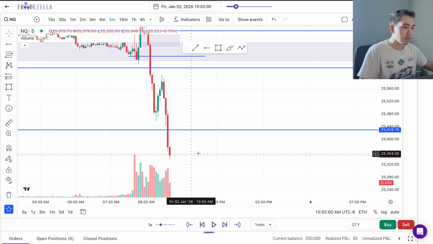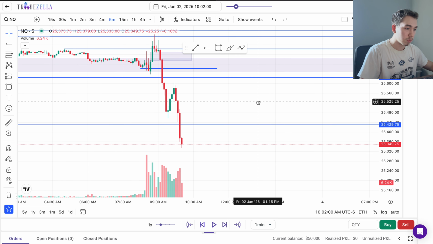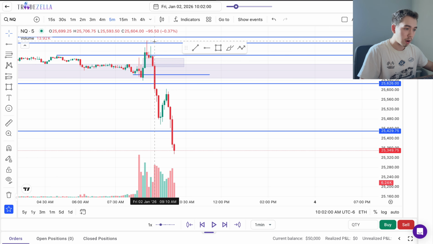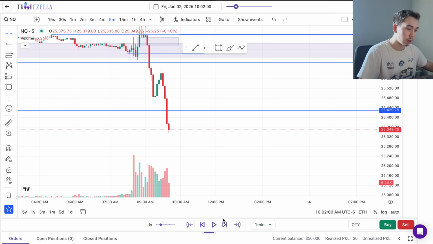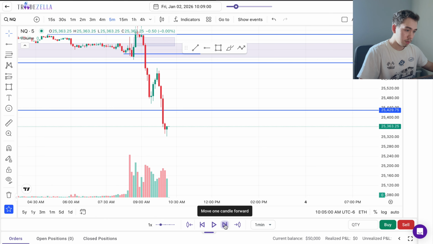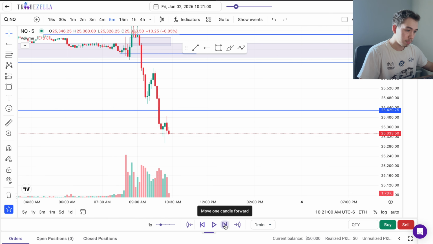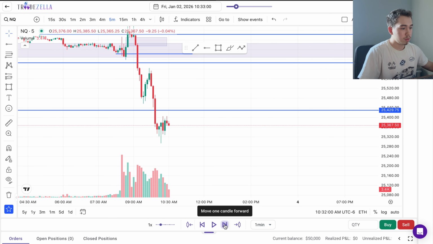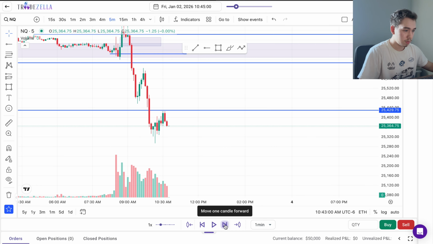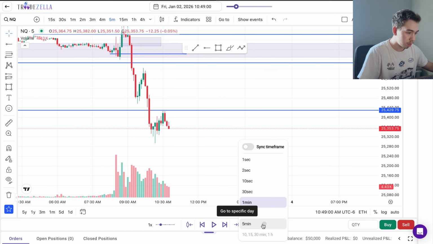All right, yeah, we take that draw out because now we're in a downtrend. You can see it. We have our high. We make a lower low and then a lower high here, and now we're making a new lower low. So let's see.